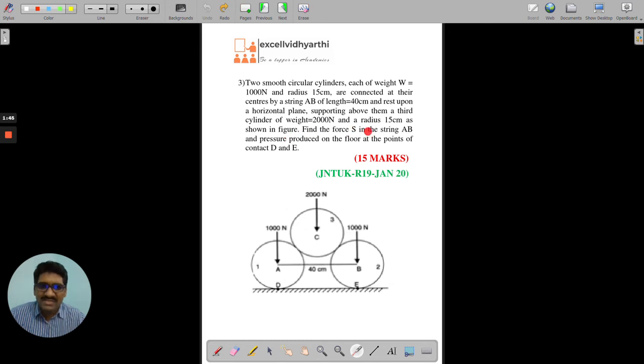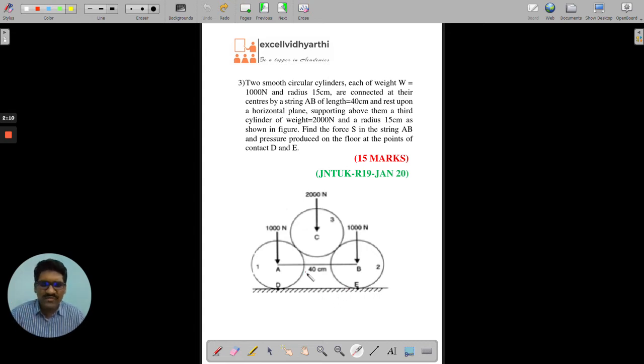Find the force S in the string AB and the pressure produced on the floor at the points of contact D and E. He is asking you to determine the force acting in the string, and at the same time the pressure at D and pressure at E. Can you say what these pressures are? Pressures are nothing but the reaction forces.